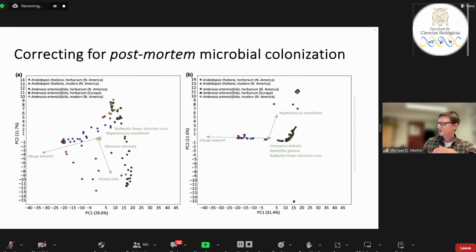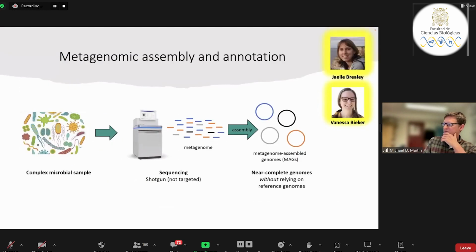So Vanessa came up with a nice way to get that list of taxa and remove it from our analyses, in order to get a more accurate picture of the taxa that were actually present on the plants when they were collected in the historical period. And that was an important part of the remaining part of the study.